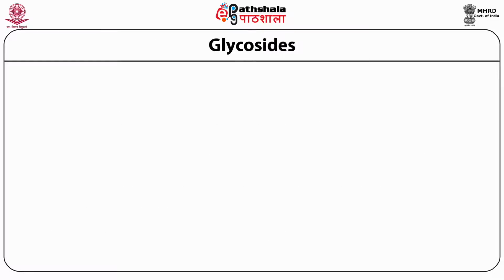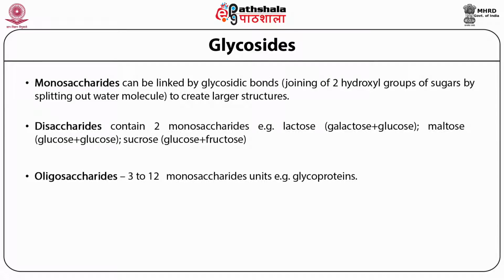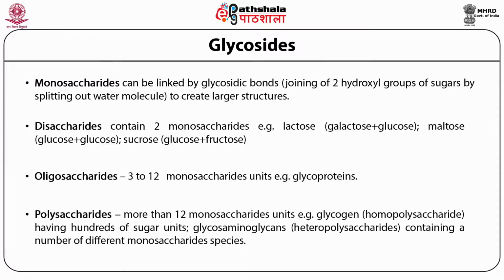Glycosides: monosaccharides, disaccharides, oligosaccharides and polysaccharides can be linked by glycosidic bonds, and more than 12 monosaccharide units are present in polysaccharides. Examples: glycogen, a homopolysaccharide having hundreds of sugar units, and glycosaminoglycans, heteropolysaccharides containing a number of different monosaccharide species. These are examples of glycosides.